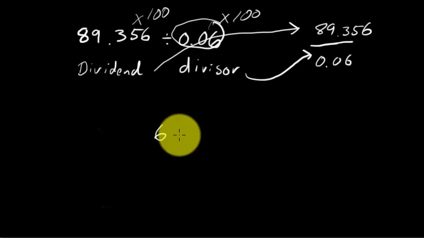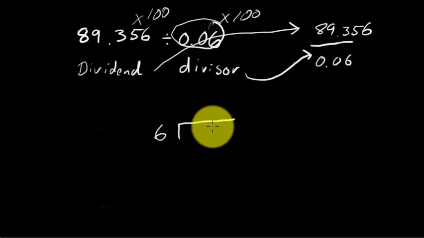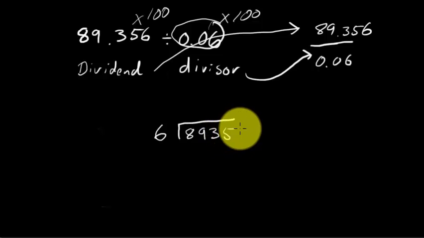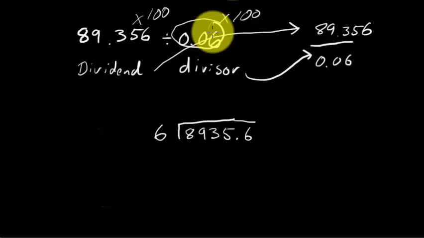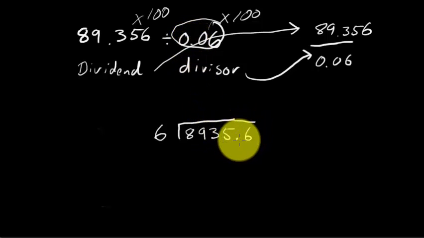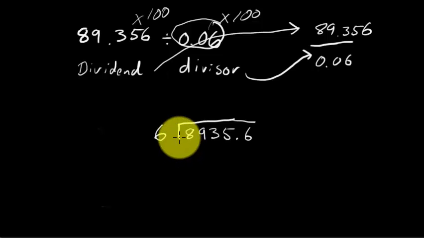So it will be 6, and we've got now 89.35 6, because we've moved the decimal place. Okay, so we've moved the decimal point 2 places here to make 6, and we also have to move the decimal point for this number as well. So that's why we've included 3.5 and then the decimal point. The rest of the equation is just simple division.